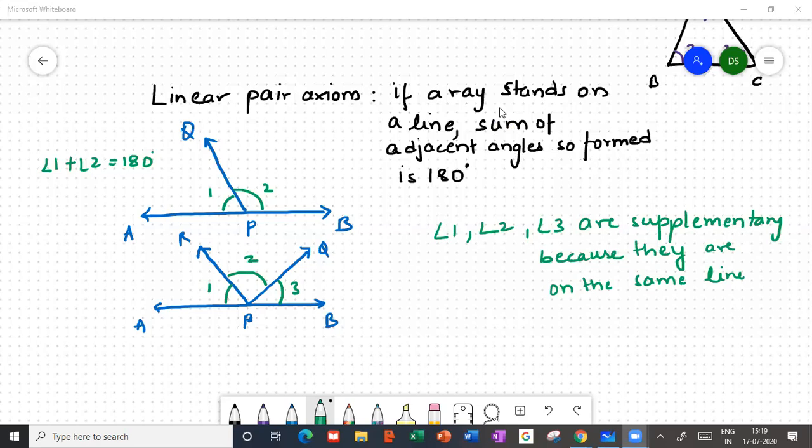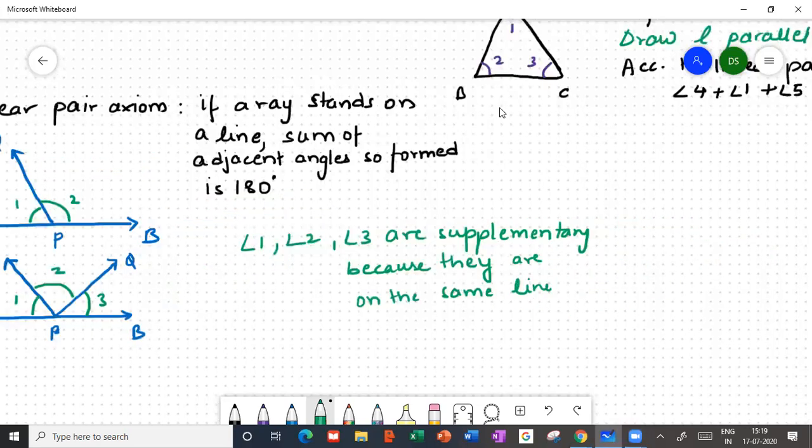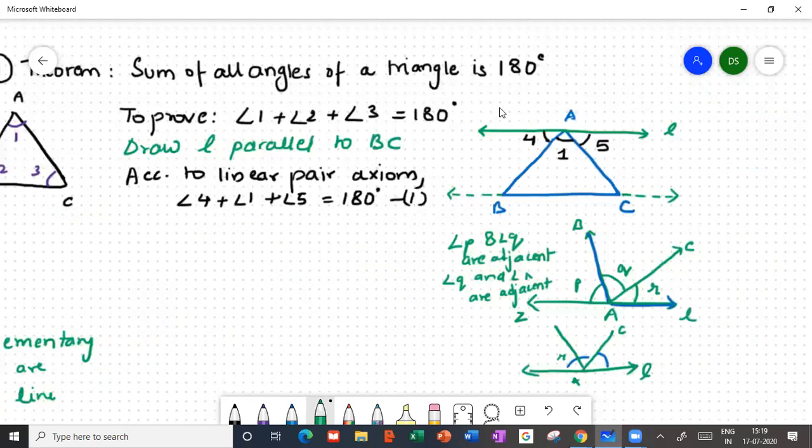Miss, could you just tell me about the theorem that the sum of all the angles of a triangle is 180? I missed that. Yeah, the theorem is the sum of angles of a triangle is 180. We are yet to prove it. I was just discussing the first step still. Either way is okay. If you write it's a linear pair or if you write supplementary, both should be fine.